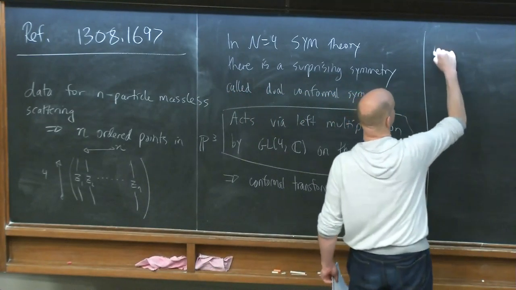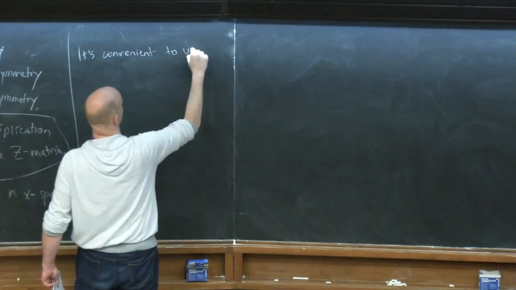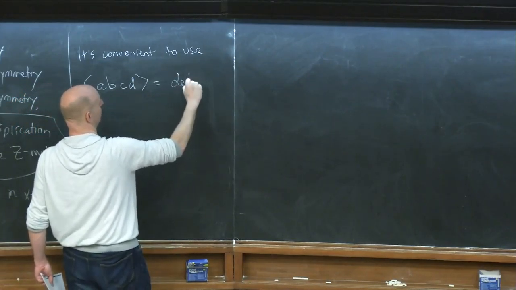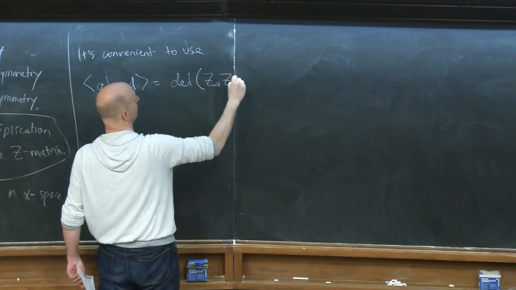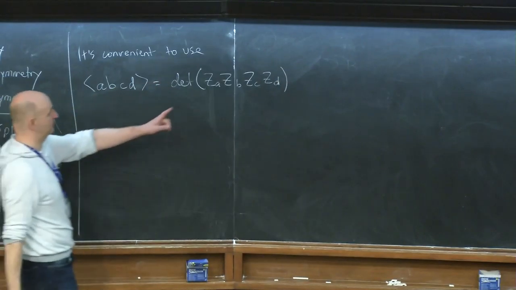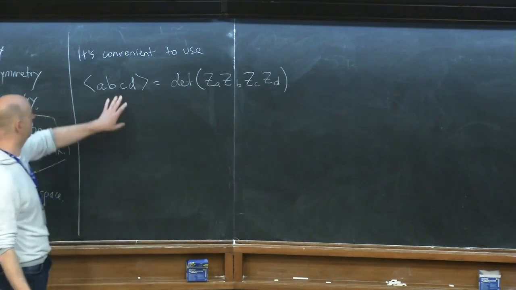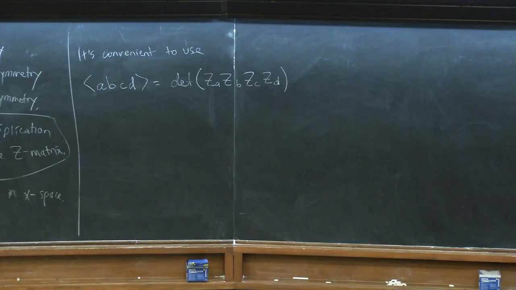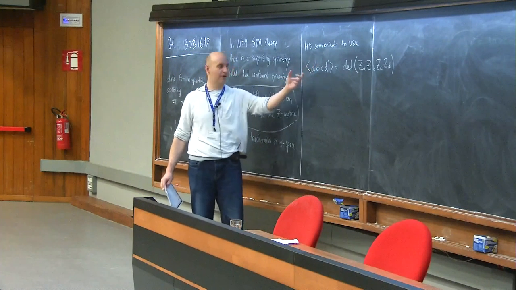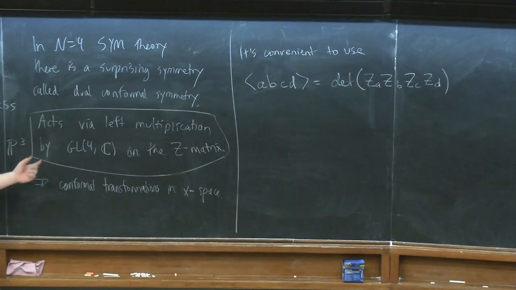So it's convenient to introduce a new notation where we let ABCD be the determinant of Z_A, Z_B, Z_C, Z_D. You just take these four-component objects, put them together into a 4x4 matrix, and calculate the determinant, and that's what this notation will indicate. Under any GL4 transformation, these things will always transform by an overall factor, namely the determinant of that matrix.